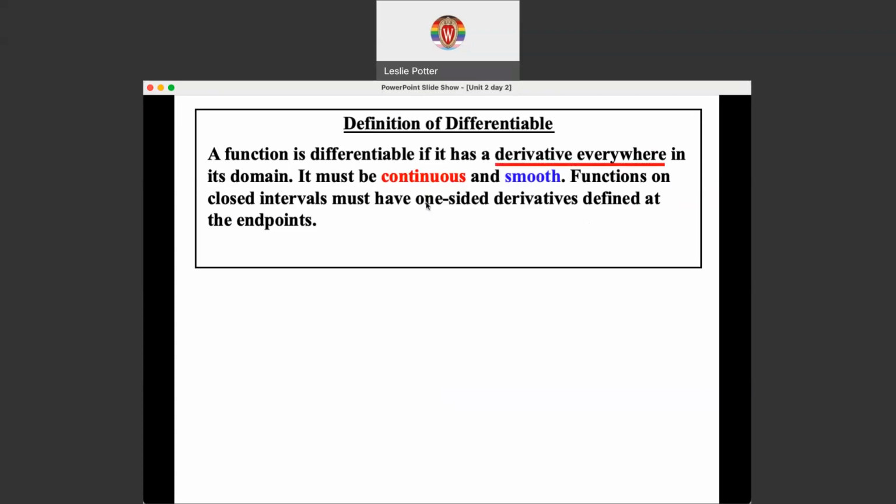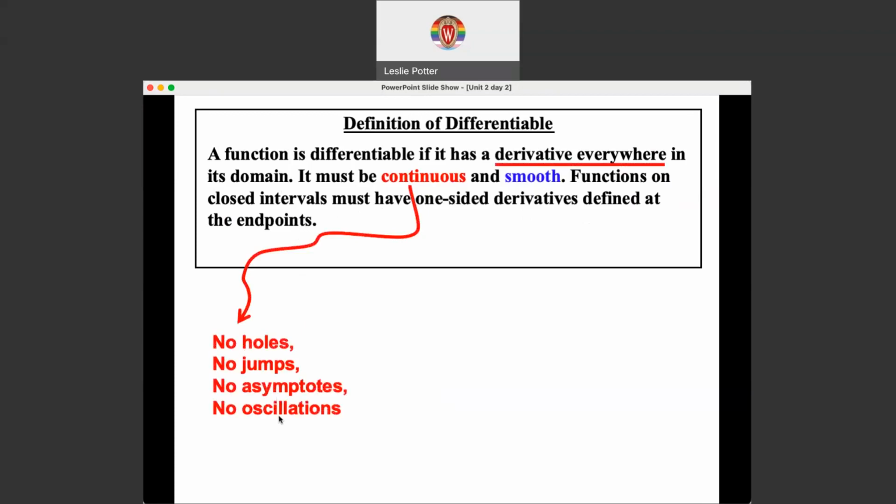locations of the function. Functions at closed intervals must have one-sided derivatives defined at the endpoints. So we'll talk about what that means. So continuous, no holes, no jumps, no asymptotes, no oscillations. Oscillations are rare. Okay. In other words, if it's continuous, you don't have to lift your pencil in order to draw it. Remember that? And that's kind of the everyday verbiage.